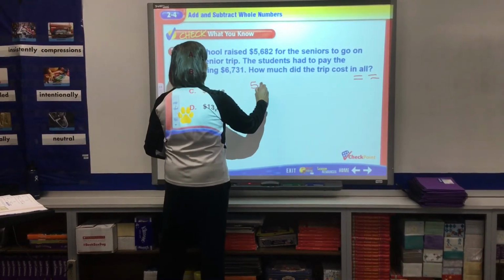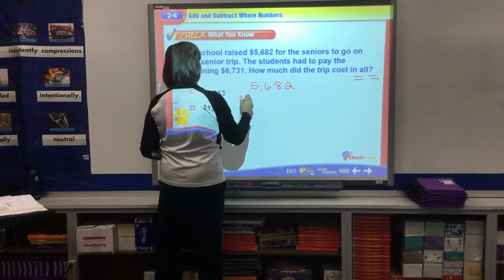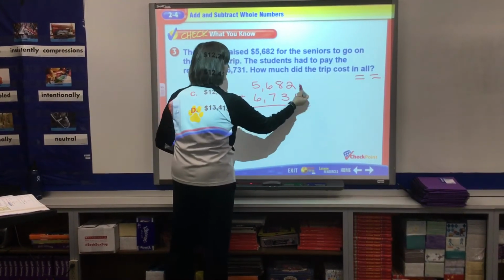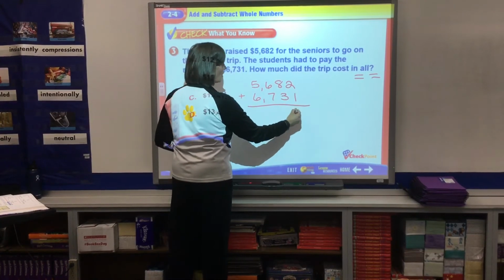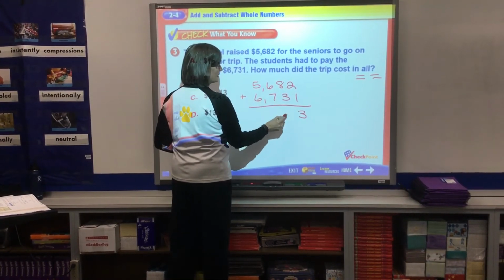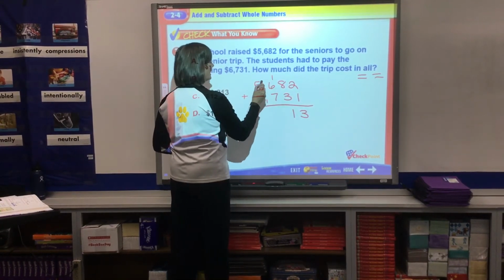So I write down the 5,682. And then I am adding in the 6,731. We start over in the ones column. 2 plus 1 equals 3. Here I'm going to have to do some regrouping because 8 plus 3 is 11. I can't write 11 down here. So I'm going to put the 1 down, carry the 1.